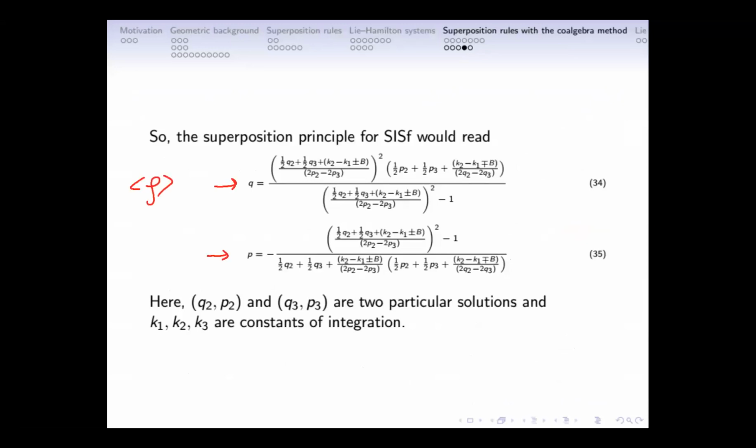Remember, this was the density of infection. It was divided by sigma. But in this case, my superposition rule depends on two particular solutions, Q2, P2, and Q3, P3. So in this case, we have three particular solutions and three constants of integration. This one is a function of these, so it's actually two. So everything makes sense because we only need two, one for Q and one for P.